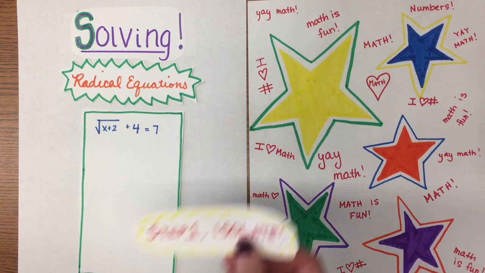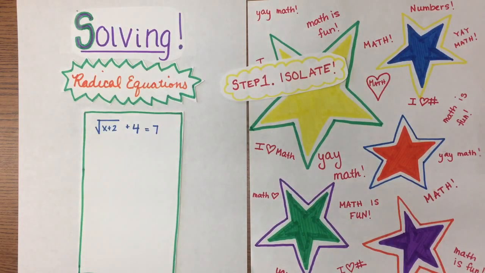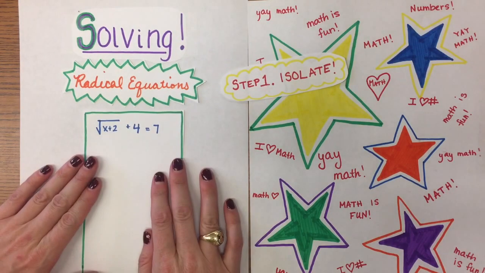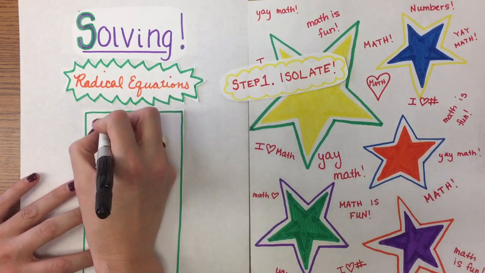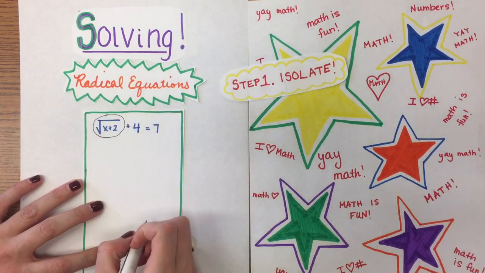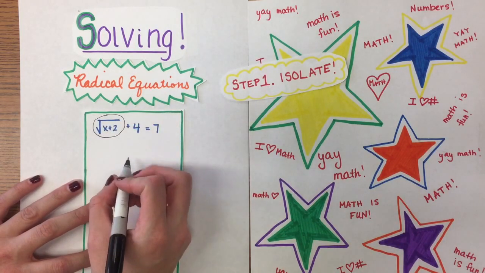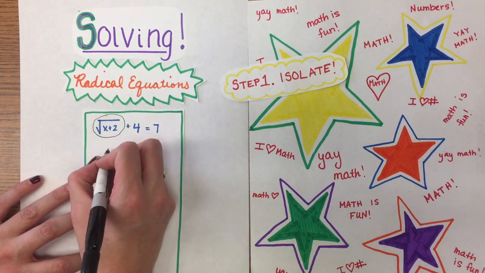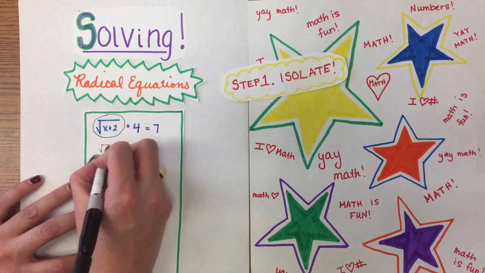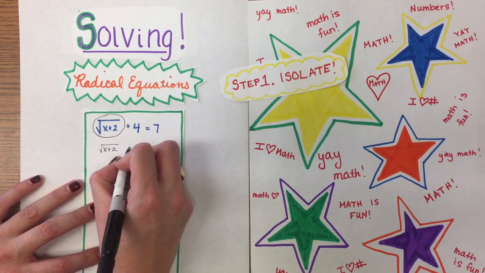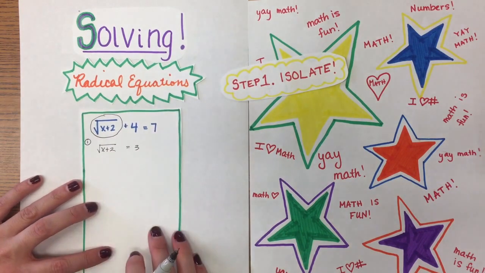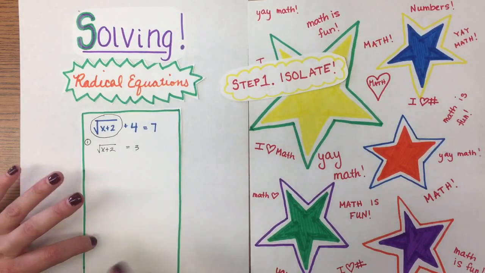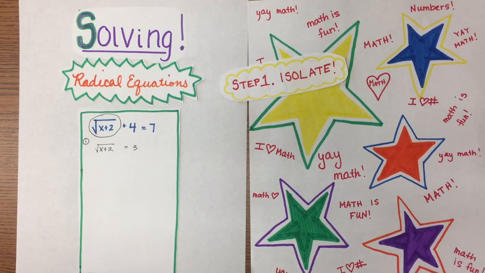The first thing we want to do when we're working through these problems is isolate the variable. Well, not the variable, we want to isolate the radical. So when I look at this, I see that I have my radical here. So I first need to isolate this. To do that, I'm going to bring 4 to the other side. So I will have the square root of x plus 2 is equal to 3. This is step 1.